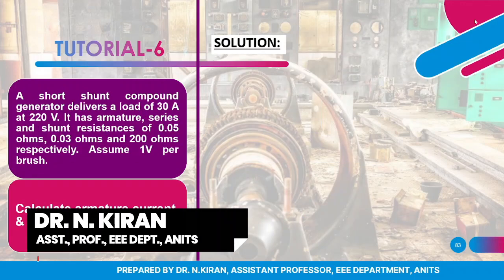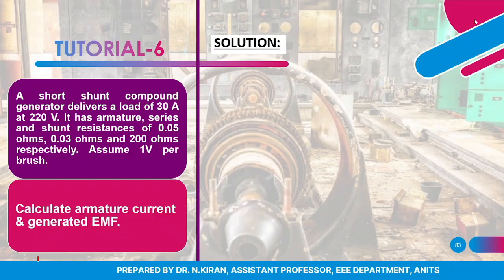A short shunt compound generator delivers a load of 30 amps at 220 volts. It has armature, series and shunt resistances of 0.05 ohms, 0.03 ohms and 200 ohms respectively. Assume 1 volt per brush. Need to calculate armature current and generated EMF.